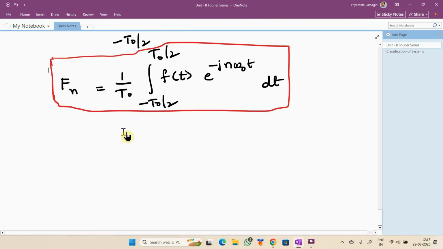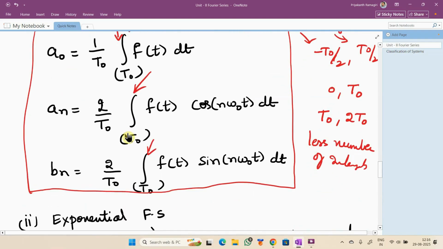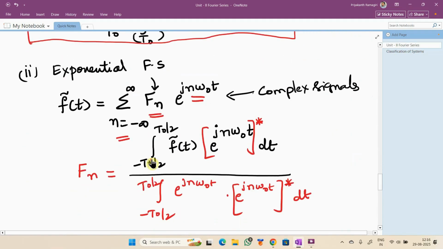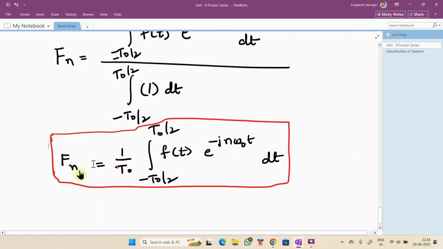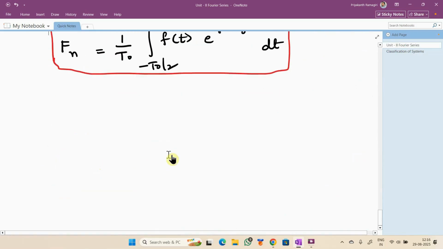So if you are supposed to solve a problem on trigonometric Fourier series, you need to find a0, an, and bn. If you are supposed to solve a problem on exponential Fourier series, it's enough. You can find only one coefficient, that is fn. Right?